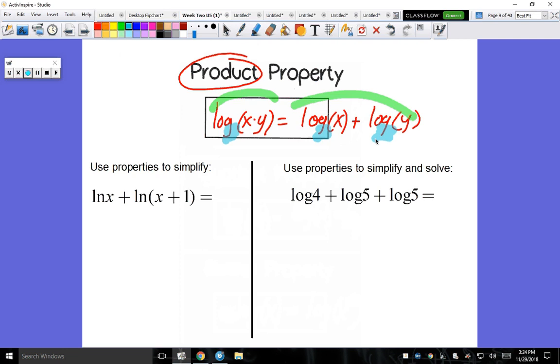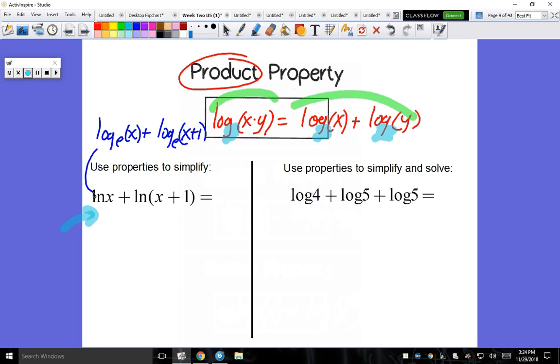Okay? Do these have the same base? What's the base? E. Natural log is the same as if you were to write log base E of x plus log base E of x plus 1. Those mean the same thing, okay?